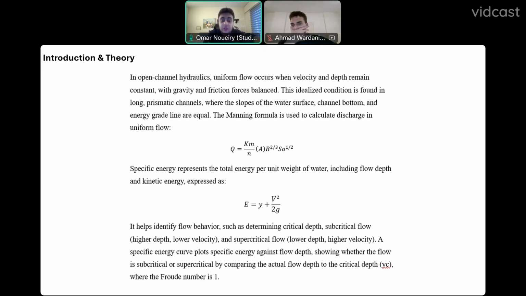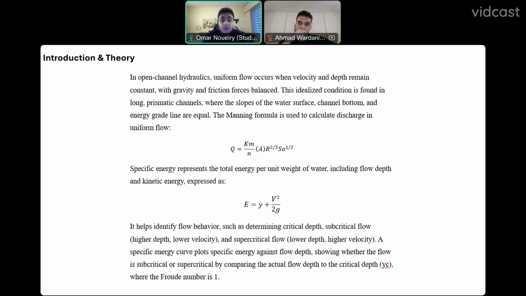The Manning formula is used to calculate discharge in uniform flow, with Q equal to Km over n times the area times the hydraulic radius to the power 2 over 3 times the square root of S0. Specific energy represents the total energy per unit weight of water, including flow depth and kinetic energy. It is expressed as E, the energy, equal to y plus V squared over 2g.